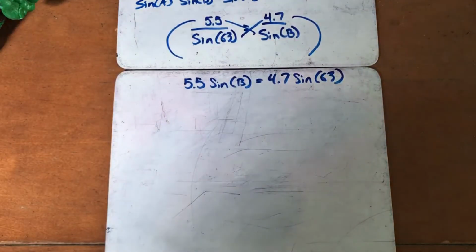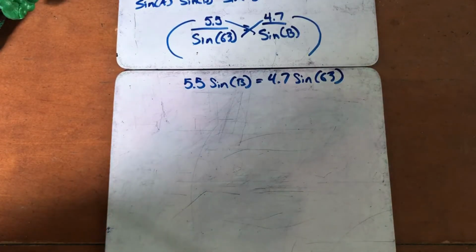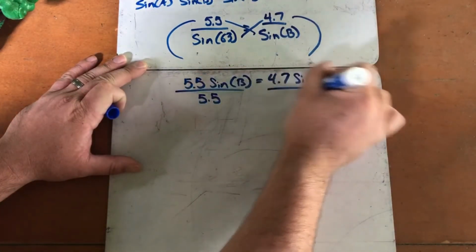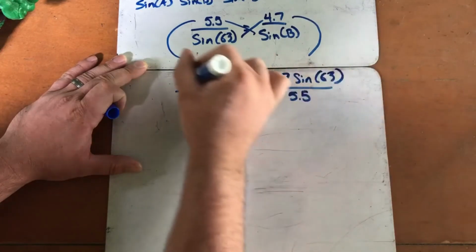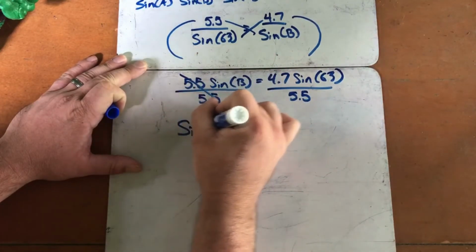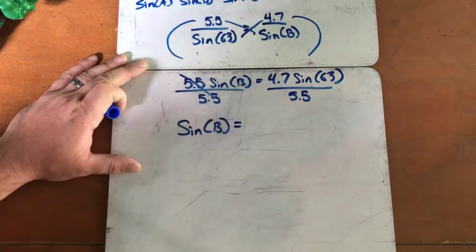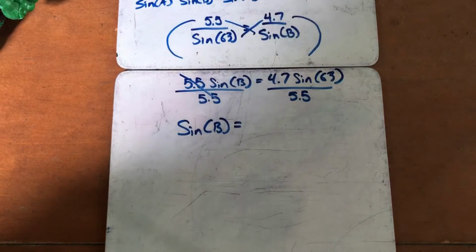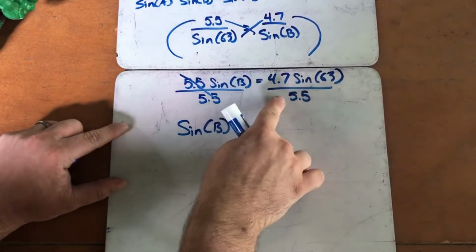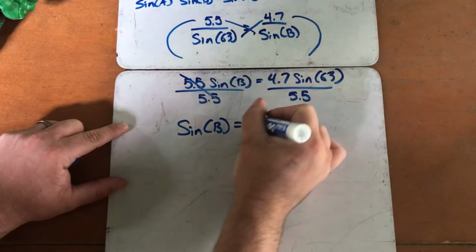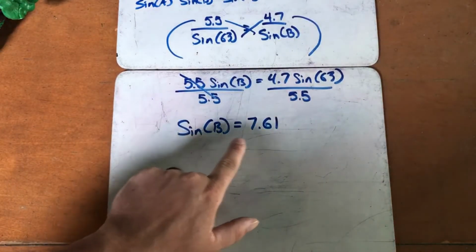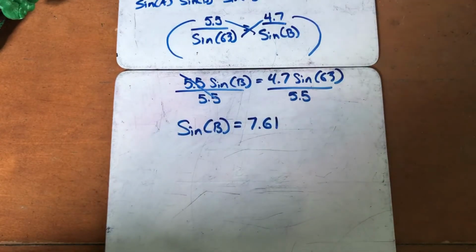All right, so there's one last thing to get the sine of B by itself. I would divide both sides by 5.5, those cancel. And so now I have the sine of B equals 4.7 times the sine of 63 divided by 5.5. So I can type this in my calculator and I find out that it is approximately 7.61. So the sine of B is approximately 7.61.